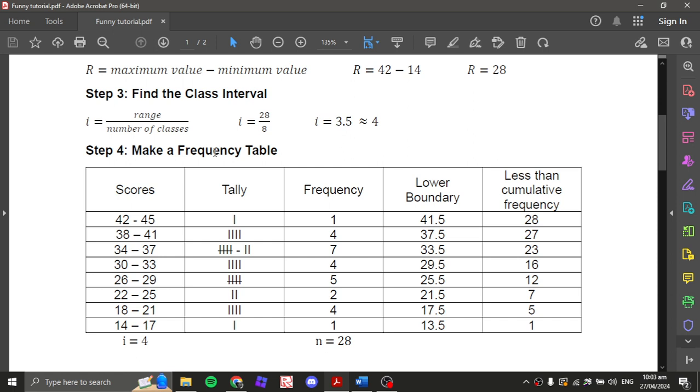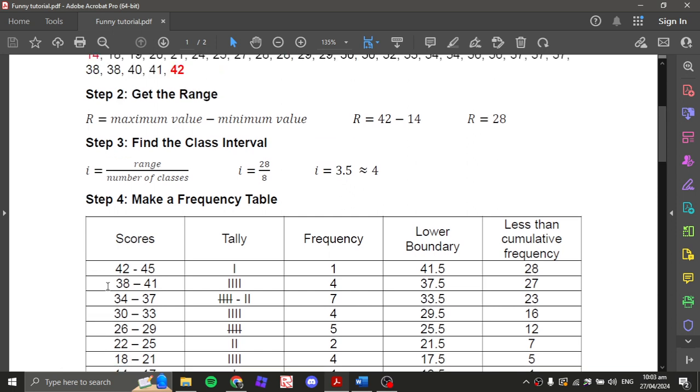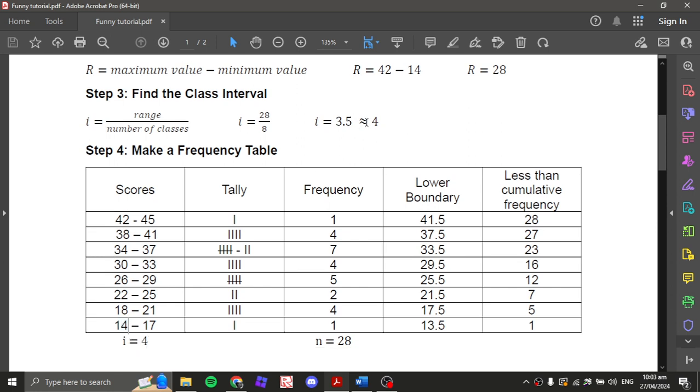Now we make a frequency table. Here some people get confused on how to identify or make their class interval scores. What Mam Swasin did is to just add the class interval to the lowest value. So first we identify the lowest value, which is 14. Now our class interval is 4. So 14 plus 4 is 18. That's the first value of your lower limit in the next class.